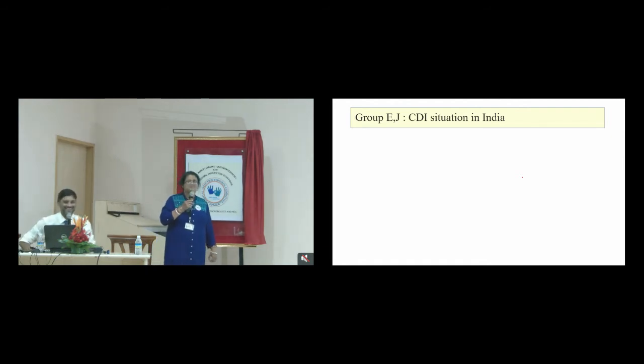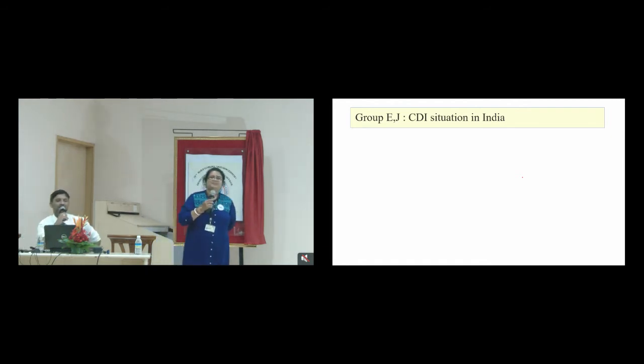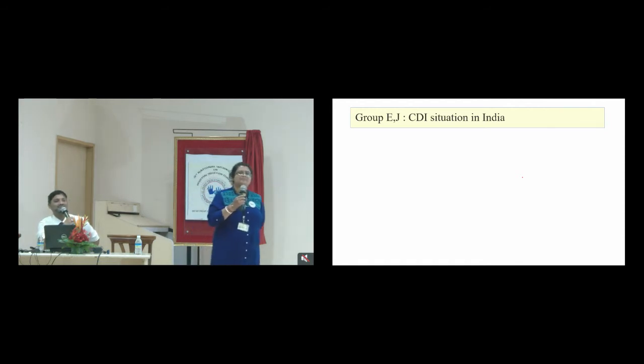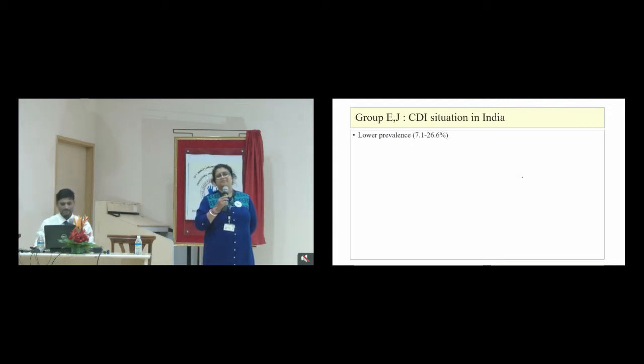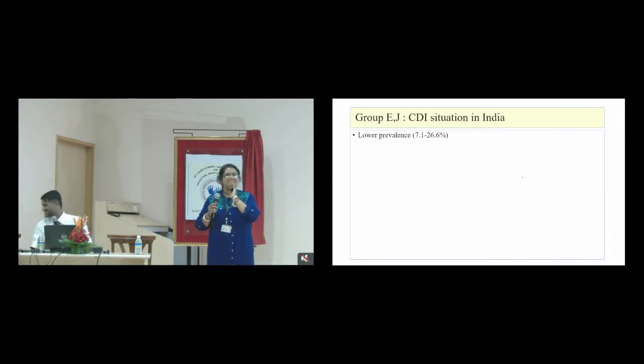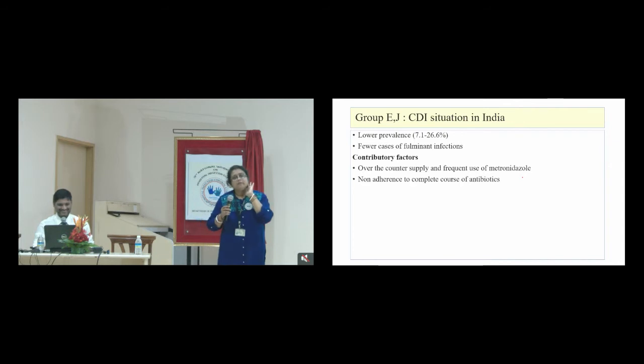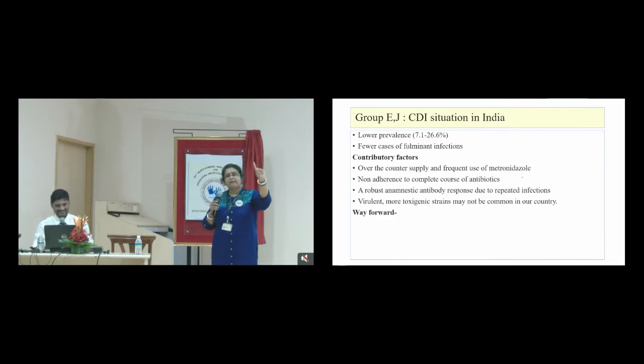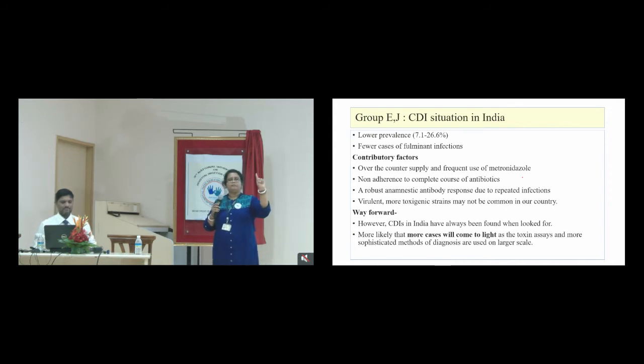Okay, please. The situation in India is not as high as compared to the Western countries. Why? Because metronidazole is available over the counter, firstly, and secondly, we Indians mostly eat a vegetarian diet. Lack of extensive studies and trials is also one of the major reasons. It is not that the prevalence is low, it is that it is not studied that much.